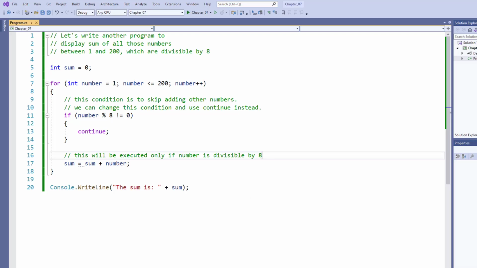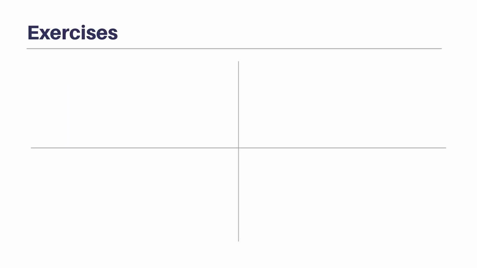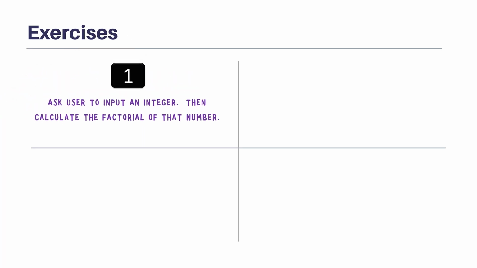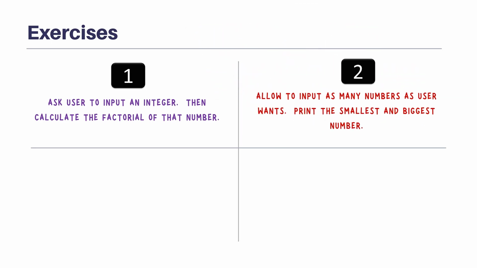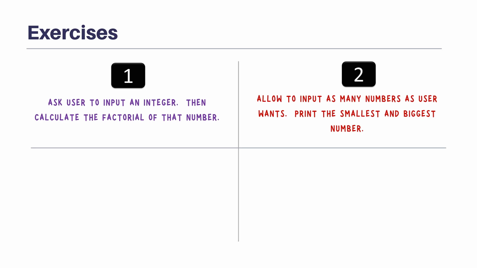Now let's move on to the final section of this chapter. This section shows exercises that you should try on your own. In the first exercise, ask user for integer input and then calculate the factorial of that number. A factorial of input number can be calculated by multiplying all the positive numbers which are less than or equal to the input number.